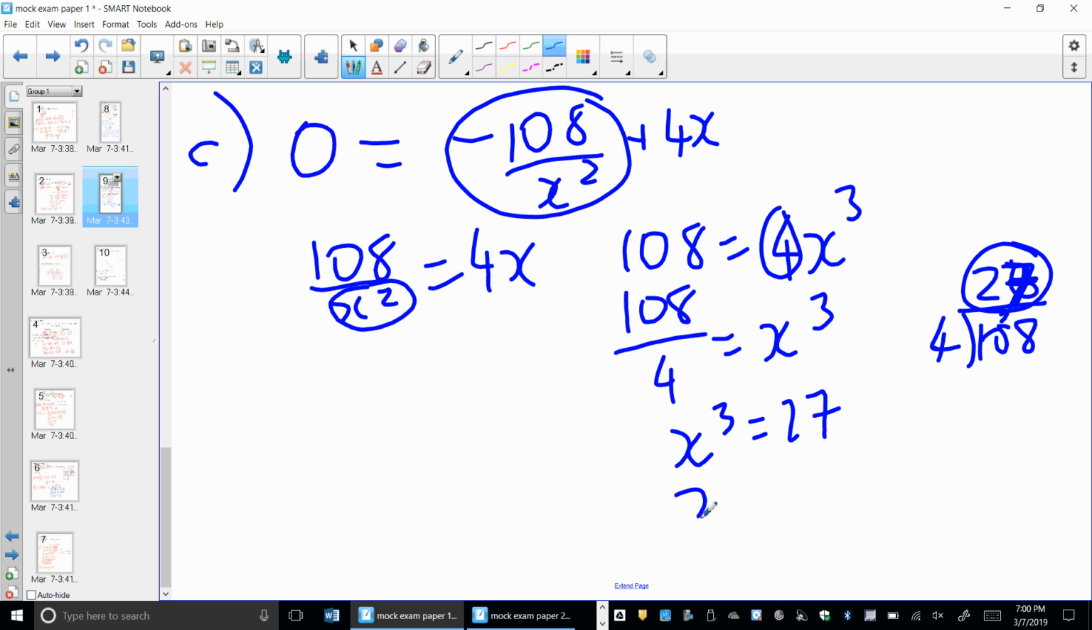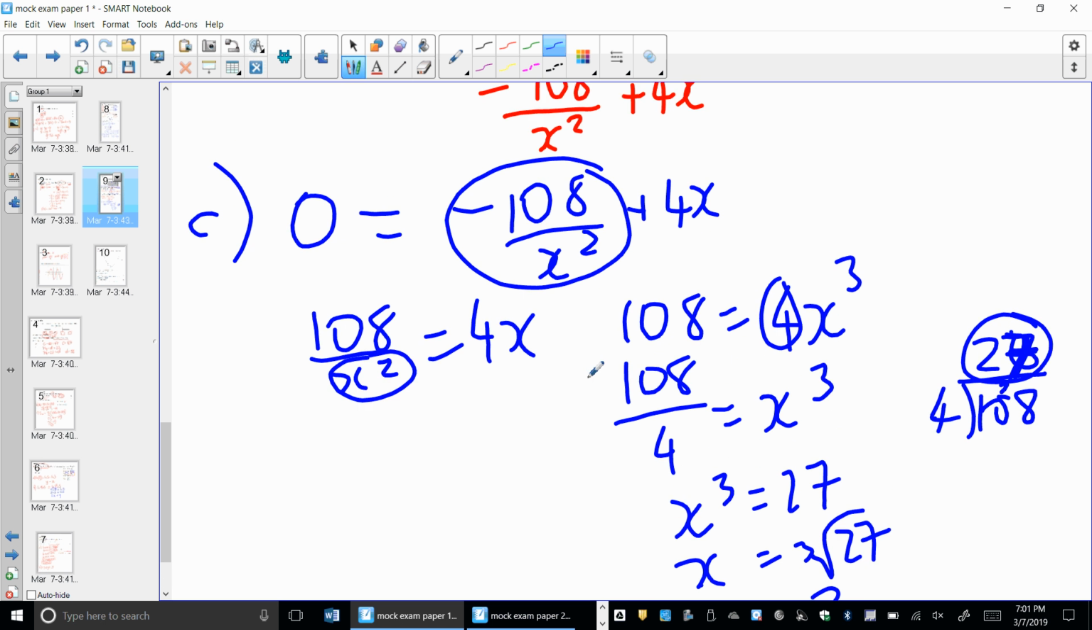Now we need to take the cube root of that. So we need to know what number multiplied by itself three times gives 27. Well, you know that 2 multiplied by itself gives you 8. So let's try 3. So 3 multiplied by 3 is 9. Multiplied by 3 is 27. So there we go, there's our answer.